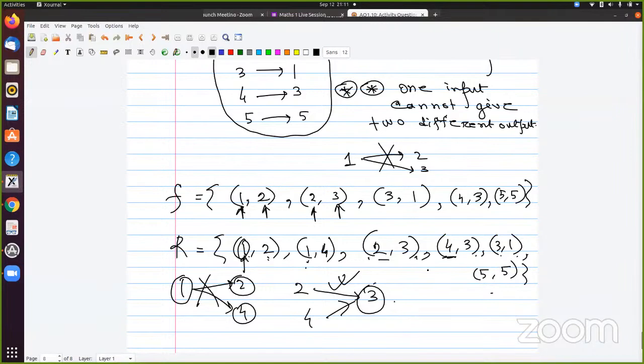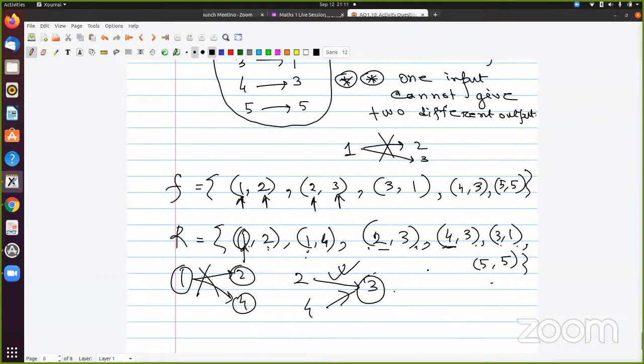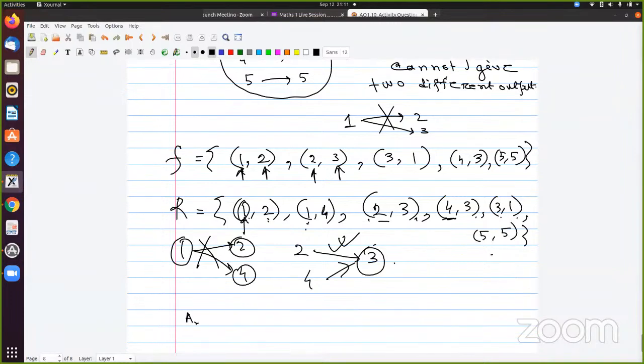Suppose the function is a square root. I will come to the example, but first, is this clear? And what is the relation between function and relation? Yes, sir, it's clear. So what I can conclude from here is that all functions are relations, right?